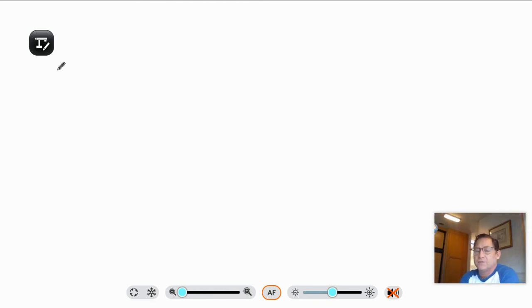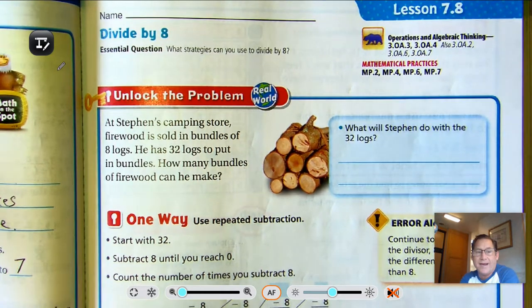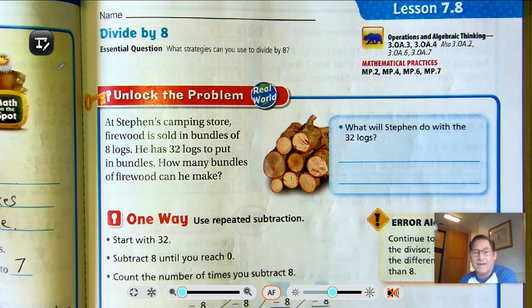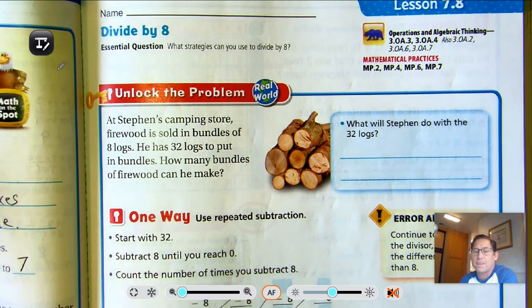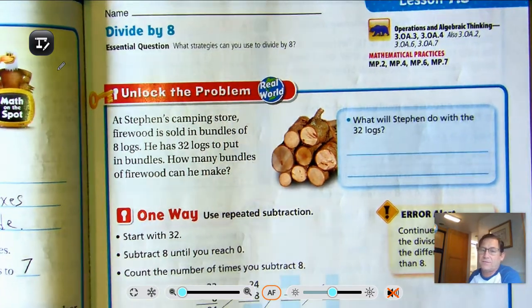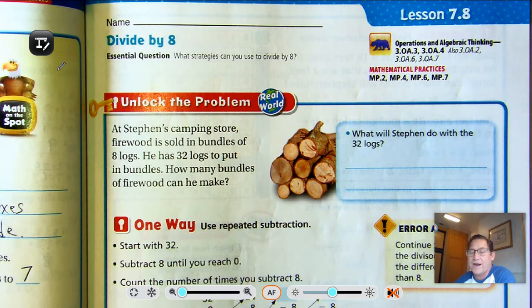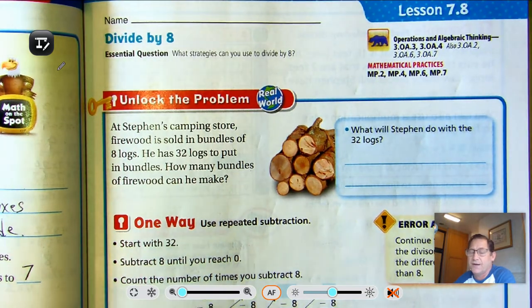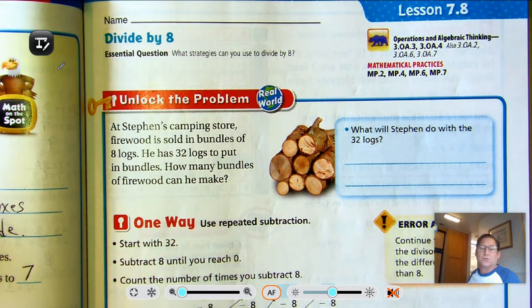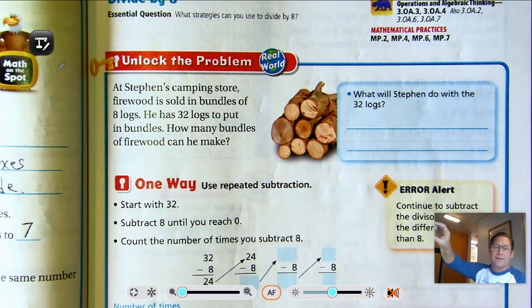Hello everybody. So today we're going to be covering lesson 7.8, divide by 8, on page 295 of the third grade textbook. The essential question you should be able to answer by the end of the lesson is, what strategies can you use to divide by 8? So let's look at the unlock the problem.